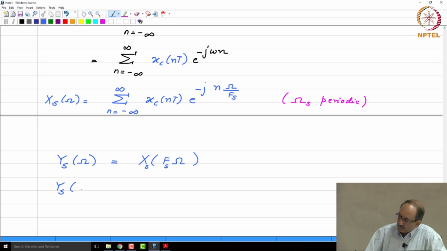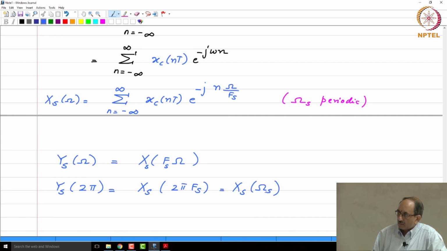What about Ys of 2 pi? Ys of 2 pi is Xs of wherever omega is, you replace omega by 2 pi, therefore, this becomes 2 pi Fs, and this is nothing but Xs of omega s. Therefore, what can you say about the periodicity of Ys of omega? Ys of omega is 2 pi periodic.